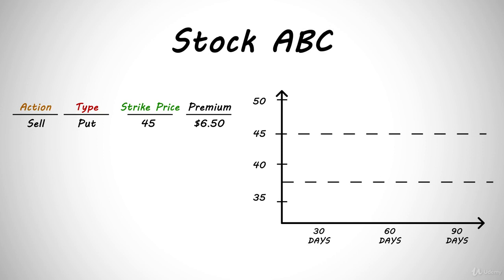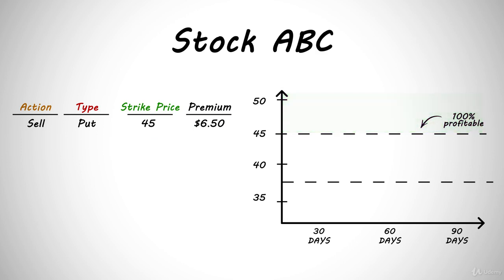Let's look at stock ABC once again, only this time we think the stock is going to keep moving higher. We decide to take a relatively aggressive approach and sell an at the money put option, which means selling a put that has a strike price at the same level as where the stock is currently trading. We'll go 3 months out and sell the 45 strike put for $6.50. If the stock does continue to go higher and stays above $45 like we hope, our profit would be $6.50.